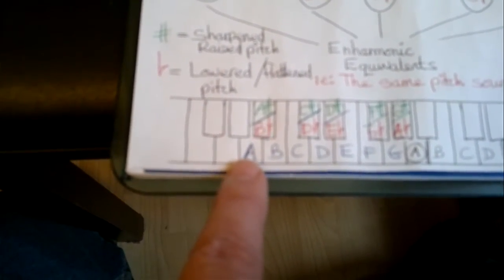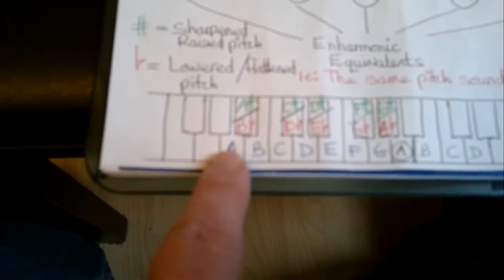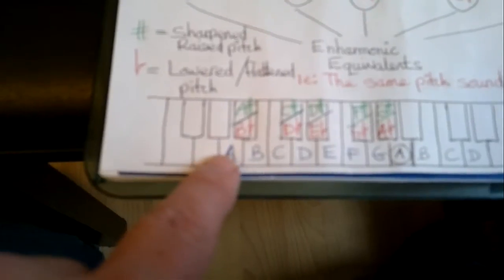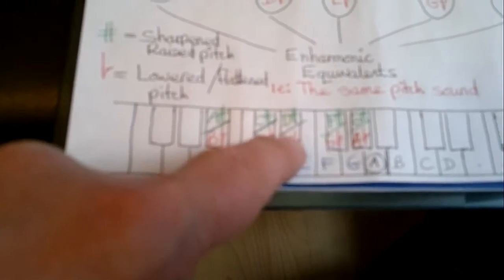Now, on the piano, this is what it would look like. We've got A, B, C, D, E, F, G there on the white notes, but in between we've got the black notes, so the A sharp, B flat, and this one is C sharp, D flat, and so forth, as you can see. Now let's have a look on the piano for this.